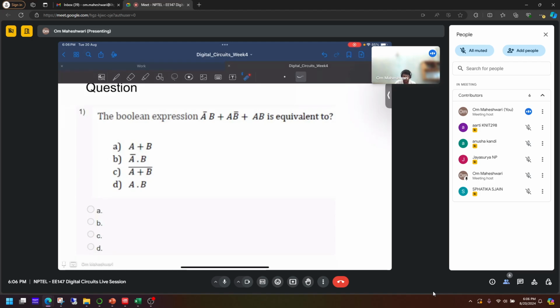So the question is: the Boolean expression A bar B plus A B bar plus AB is equivalent to what? Please try it out once and let me know your answers in the chat.